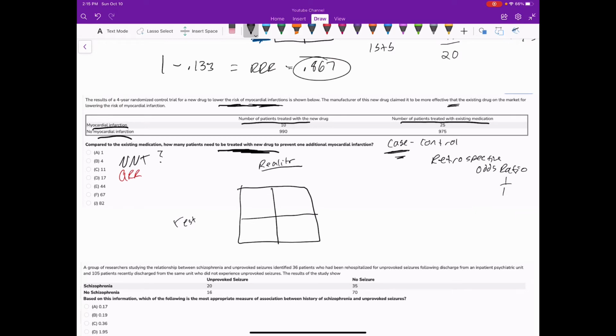So what's going to be our reality? Well, if someone got a myocardial infarction, or if they didn't. So if they got it, or if they didn't get it. Wow, that right there is the only reason why I redraw it every time.